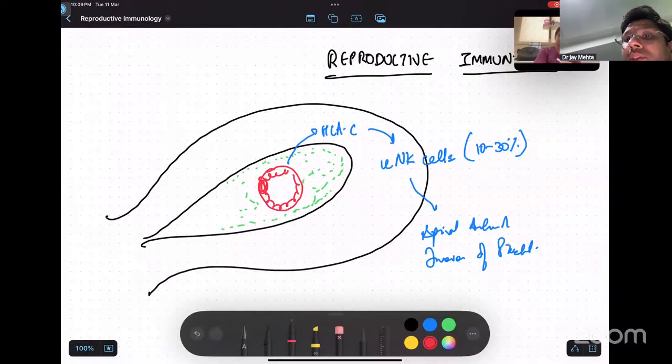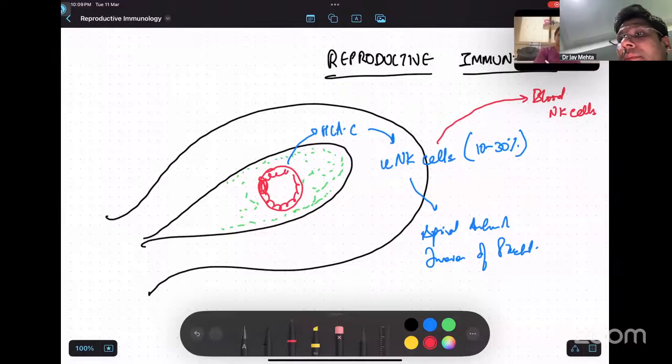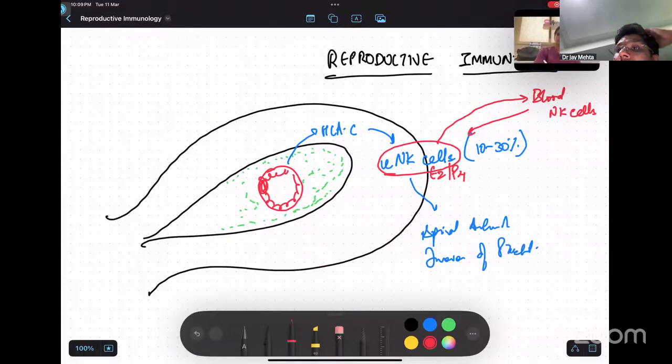And where do these uterine NK cells come from? They come from peripheral cells. That means they come from blood natural killer cells. When these cells from the blood come inside the uterus under the beautiful effect of estrogen and progesterone, they get converted into uterine NK cells. This is one minute of history. Now remember one thing, very, very important.